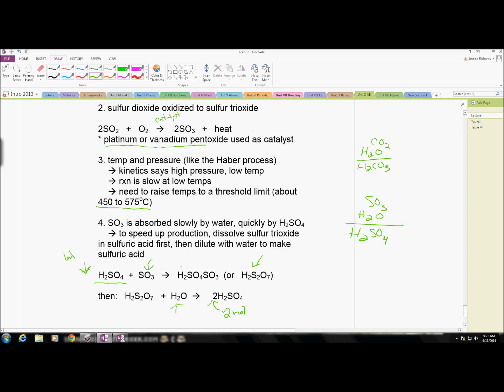So this is just a quick application of some of our redox and our kinetics and equilibrium ideas into an industrial application. Don't be surprised if they use this for an example. And that wraps up our acid-base unit.